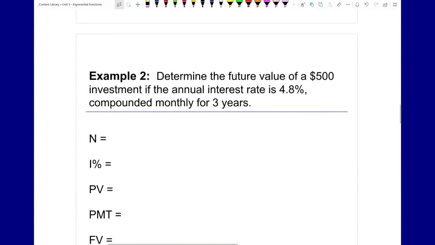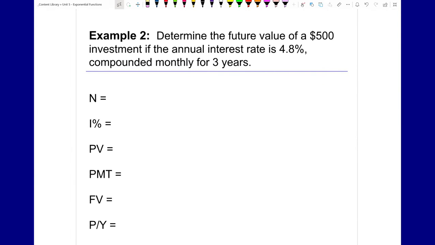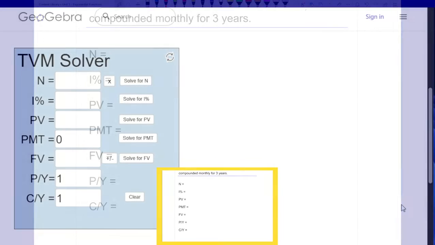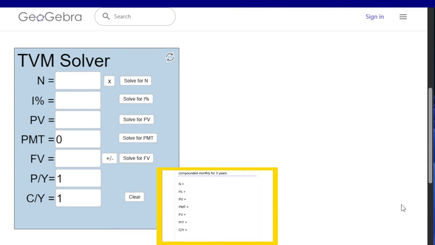So let's look at an example. Determine the future value of a $500 investment if the annual interest rate is 4.9%, compounded monthly for 3 years. Now we're going to use a TVM solver similar to what you see here. I just Googled TVM solver. This is one of the ones that came up. In class, we will use the graphing calculators to use their TVM solver. But this is an example of what it looks like. We see our variables here, and we need to make sure we understand the correct values that go in.